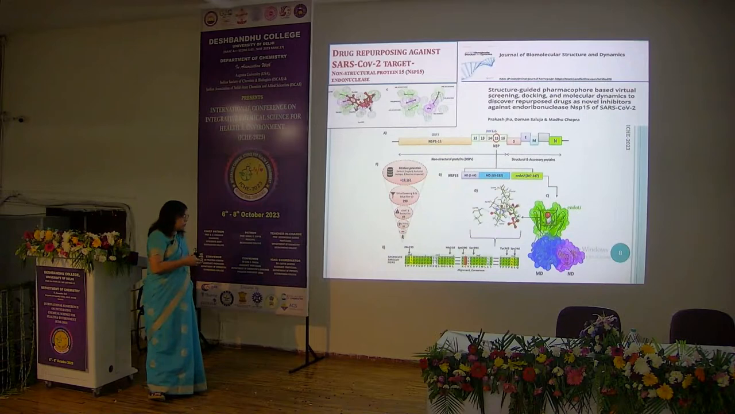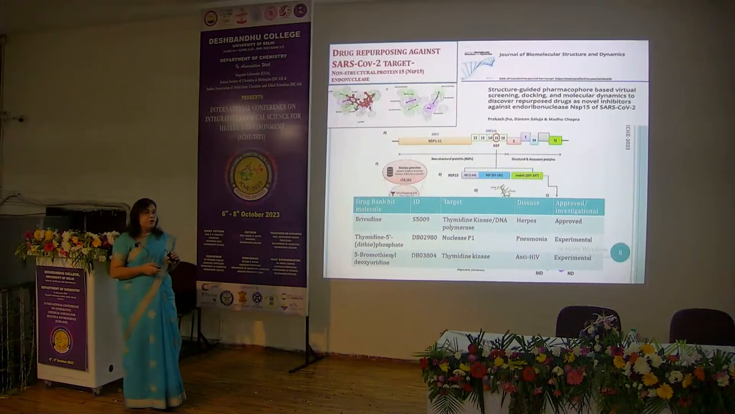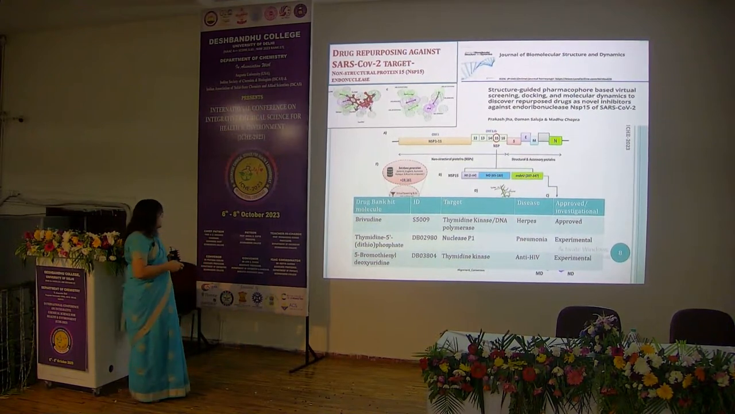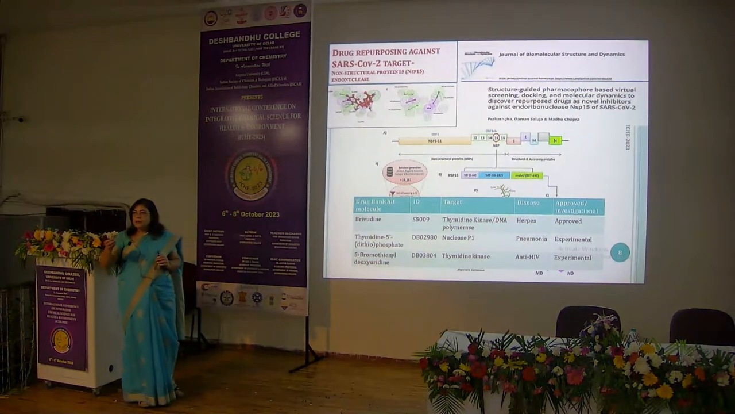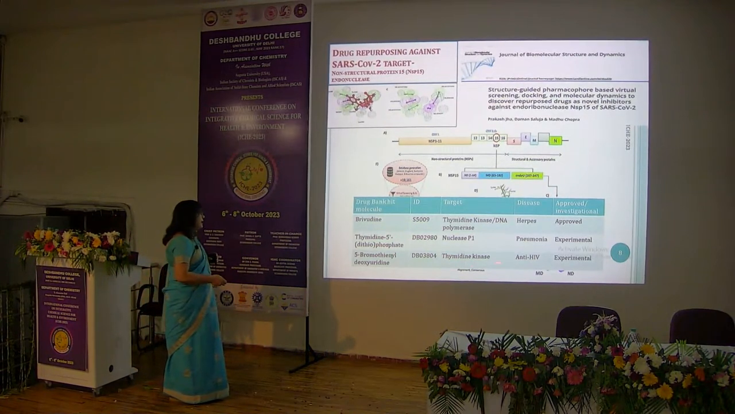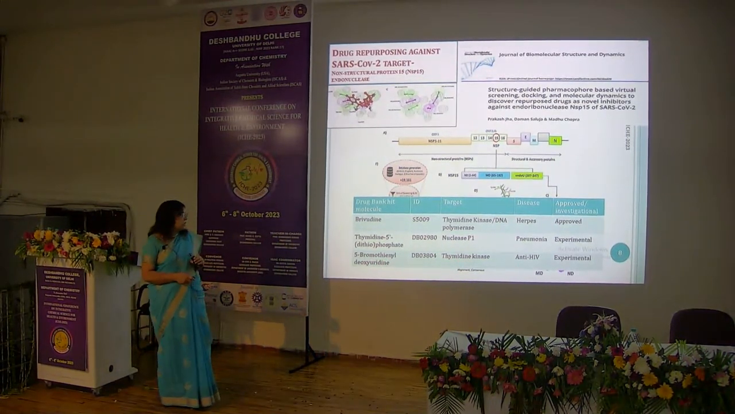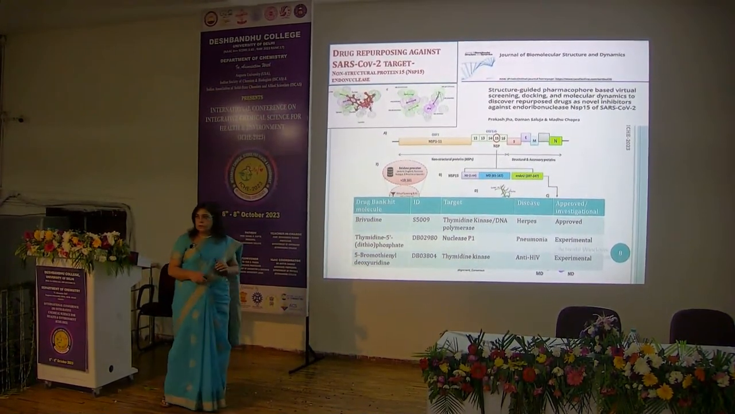In this paper, we suggested three molecules which were existing drug molecules. So we also used existing drug molecules. We suggested a molecule called bryodine, which is a thymidine kinase inhibitor, and it is also a DNA polymerase inhibitor. It is an approved drug which is used for herpes. It can be repurposed for SARS-CoV-2. We also suggested one anti-HIV drug, bromothionyl deoxyuridine, which can be repurposed for SARS-CoV-2, as well as this nuclease P1 target drug, thymidine dithiophosphate, which can be repurposed.